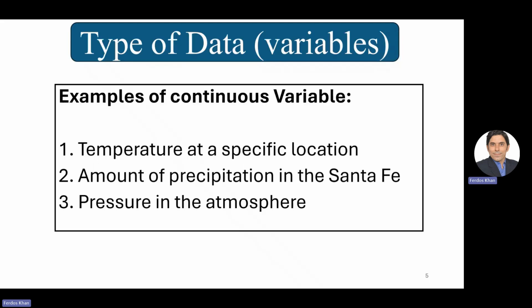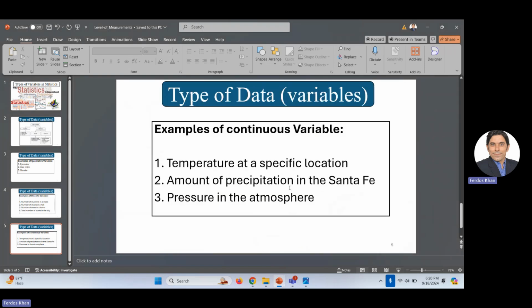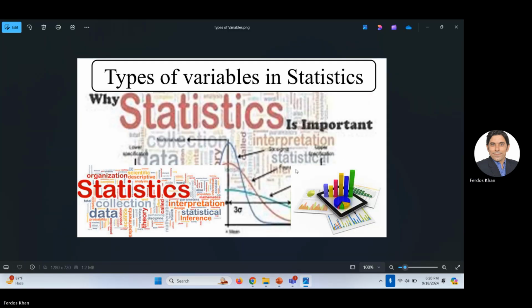So this is all about today's lecture. We talked about different types of variables, qualitative and quantitative, and then we talked about two types under the category of quantitative variable, that is discrete variable and continuous variable, and then we talked about different examples from real life.